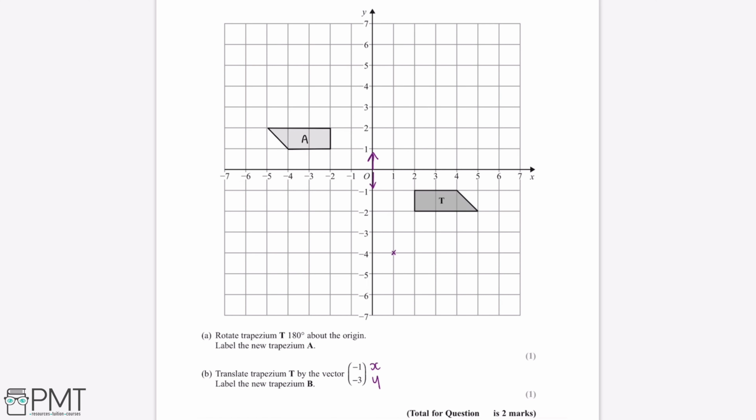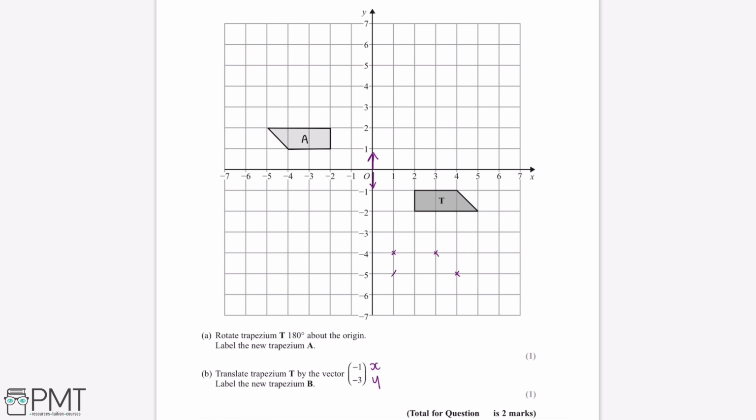Next, 5 and -2, so minus 1 from the x-axis and then minus 3 from the y-axis, and this will give us 4, -5. And as you can see, we're starting to form a trapezium shape. So our final point is 2, -2. So again, minus 1 from the x-axis and minus 3 from the y-axis, and this should give us an answer of 1, -5.